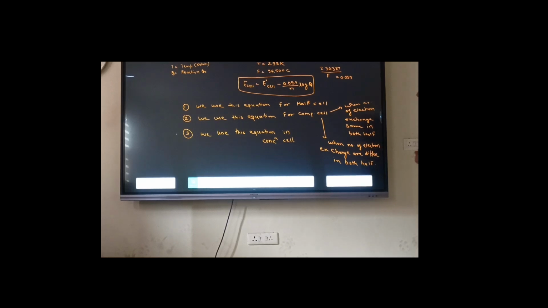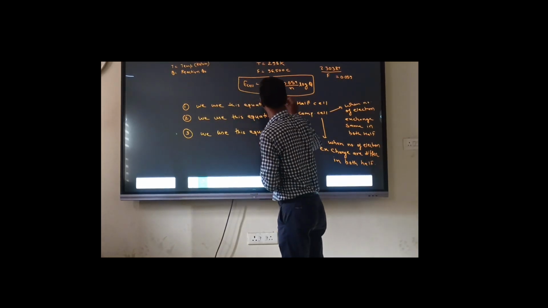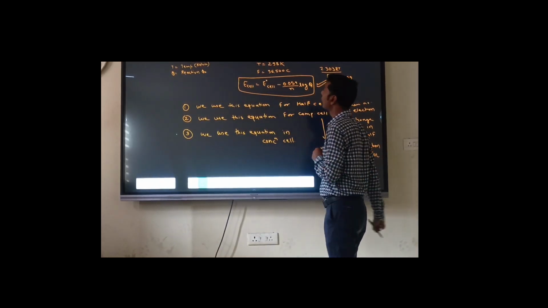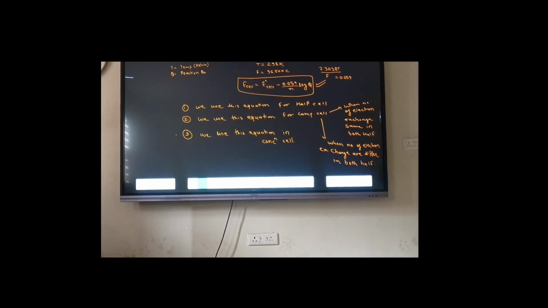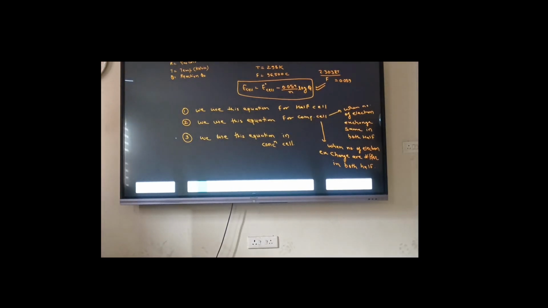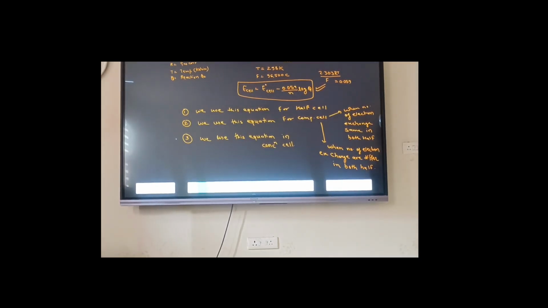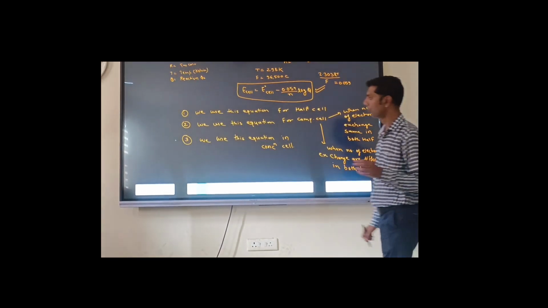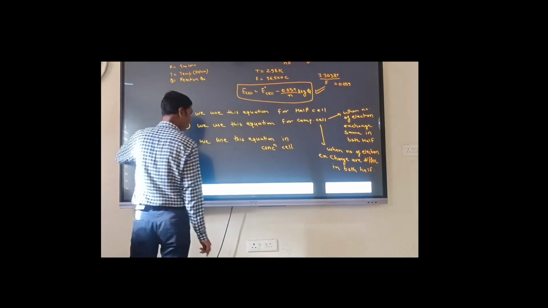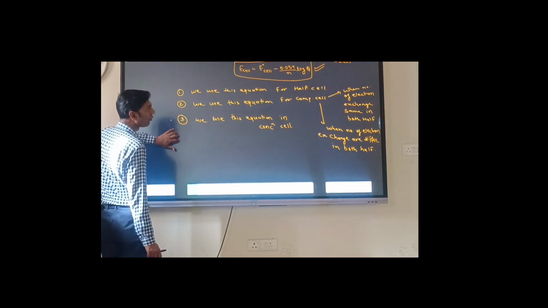This is the equation from which we calculate the cell potential for the half cell, for the complete cell, and for the concentration cell. I hope you wrote it down. So let's discuss the half cell.